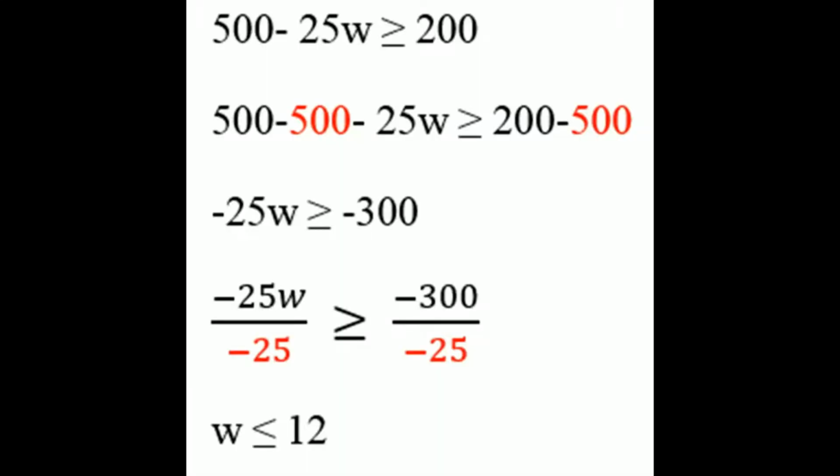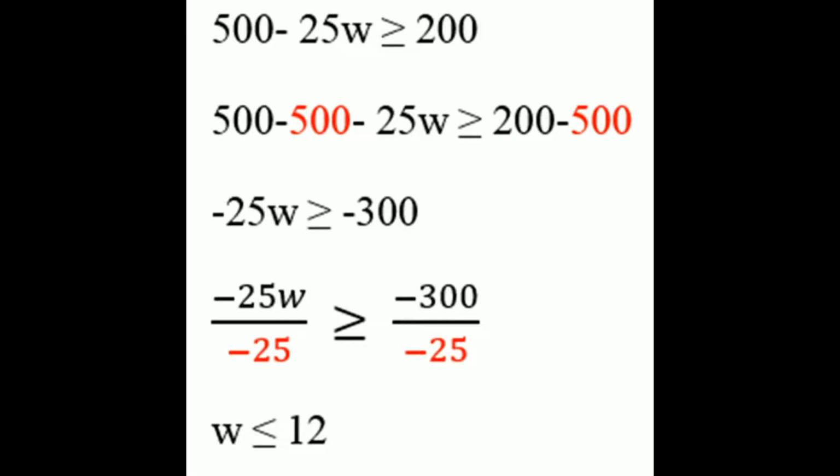So step 4, we have to solve the inequality. We have 500 minus 25W is greater than or equal to 200. Next, we have to subtract 500 from both sides to obtain negative 25W is greater than or equal to negative 300.